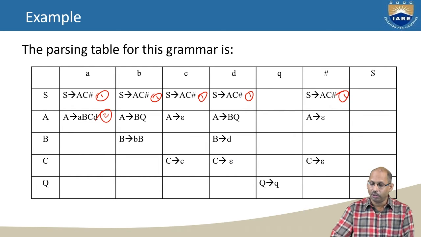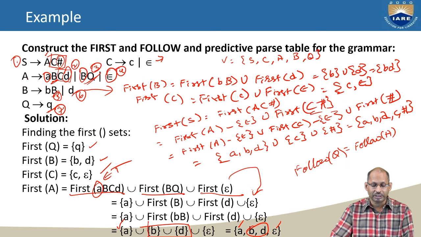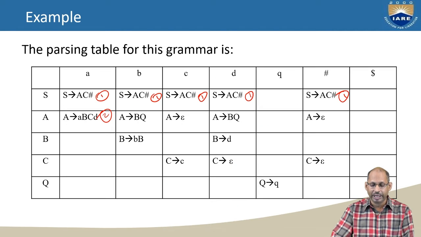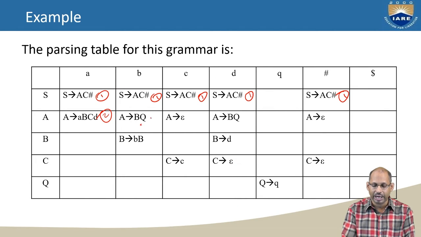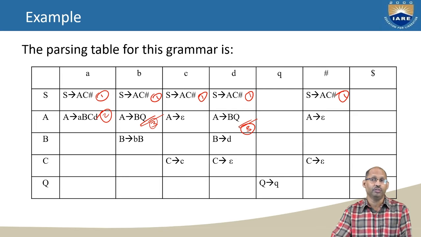Then the third production is giving B, first of B. What is the first of B? B and D. In B and D, we write the third production. So the third production is giving the first of B, and in both B and D, we write the third production.